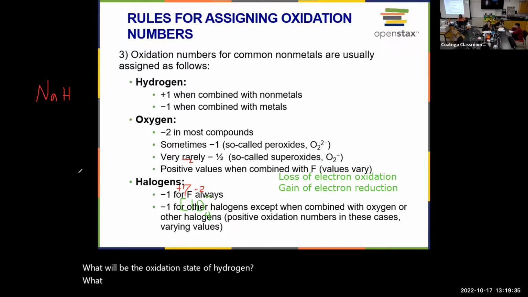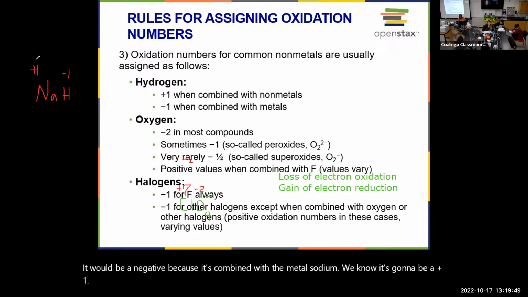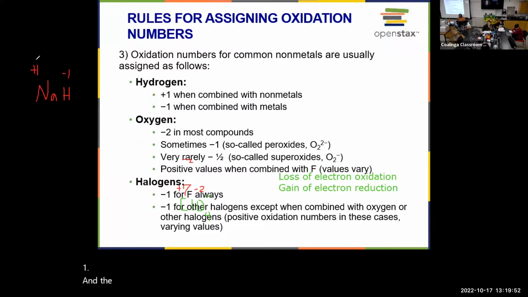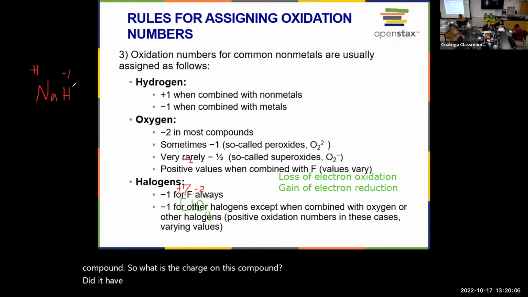What was that? It would be a negative because it's combined with the metal. Sodium, we know it's going to be a plus 1. And the rule is that it always has to add up. The oxidation state has to add up to the charge that's on that compound. So what is the charge on this compound? Did it have a negative charge over here or a positive charge? Then what is the charge?